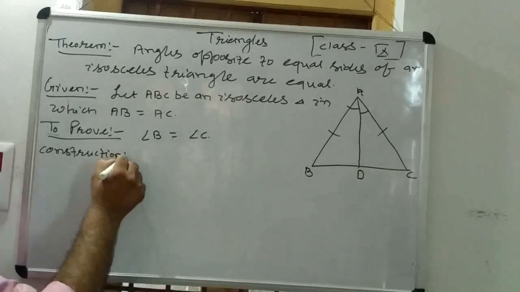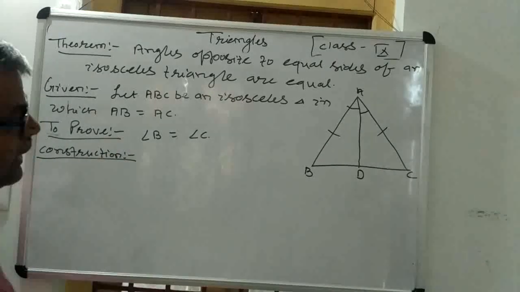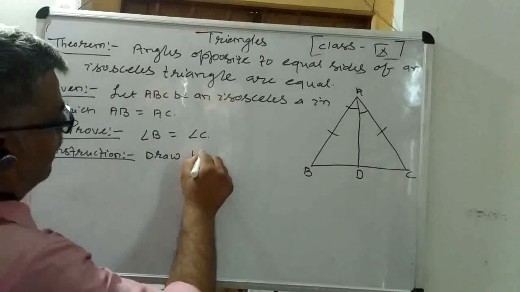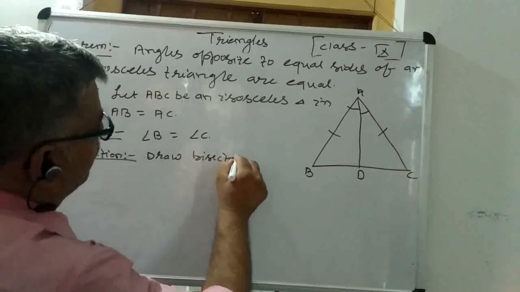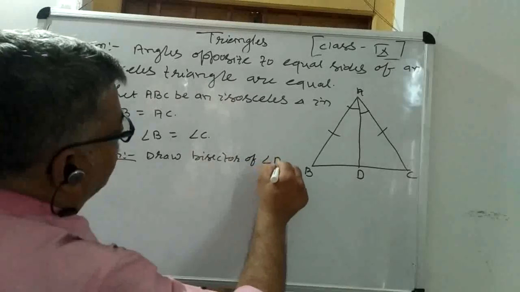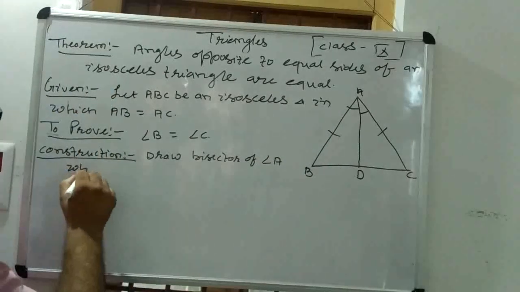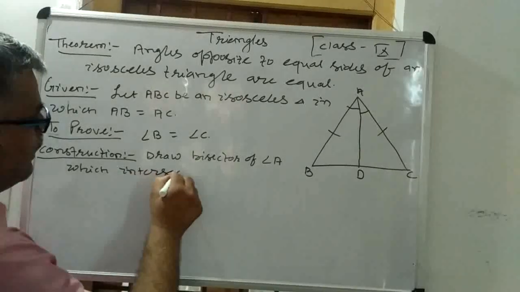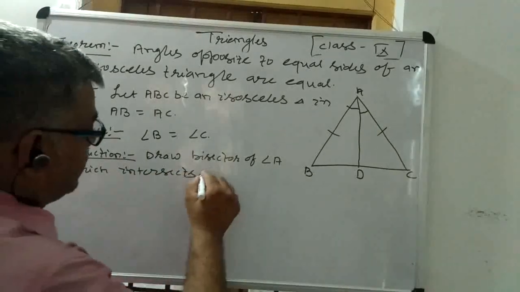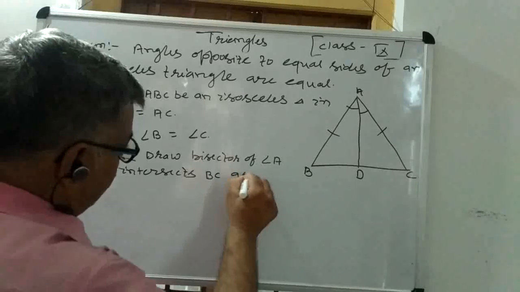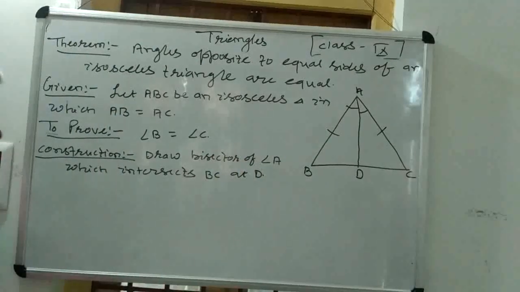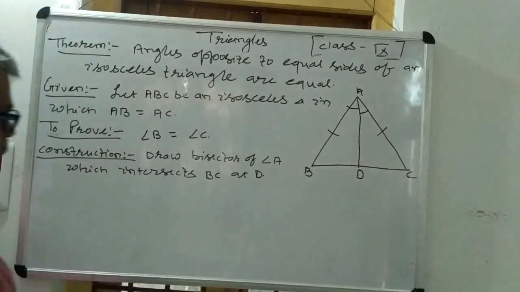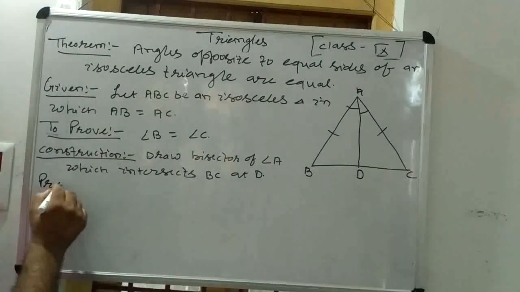What? Draw a bisector of angle A which intersects BC at D. Now proof. Let's see the proof.